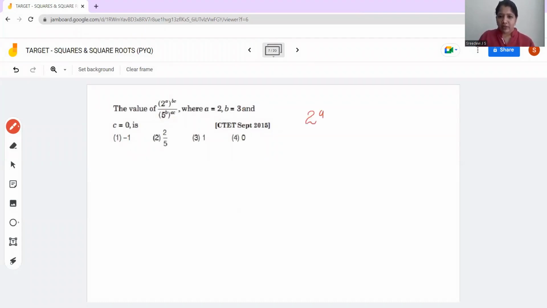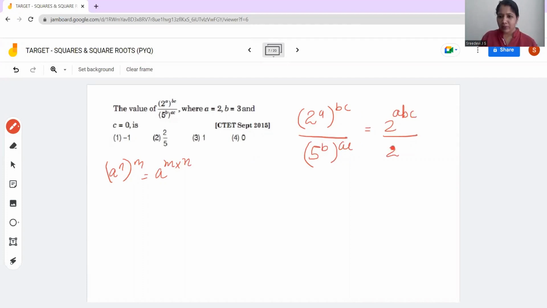2 to the power a, the whole power bc. We know the law of indices: a to the power m, the whole power n, will give you a to the power m into n. We multiply the powers, right? The same way here also, 5 to the power b, the whole power ac. So we can rewrite it as 2 to the power a into bc, that is abc, in the numerator, and in the denominator 5 to the power b into ac, that is bac, or you can write it as abc.